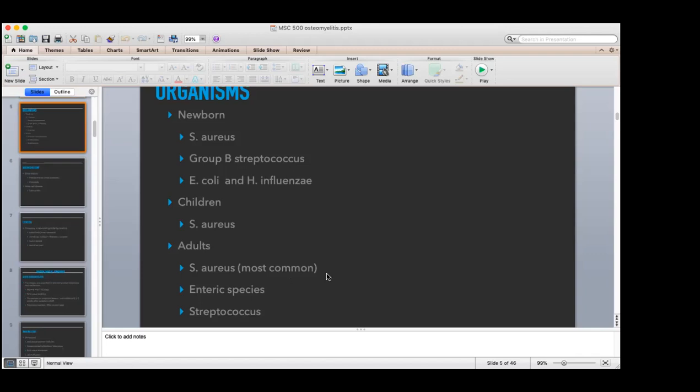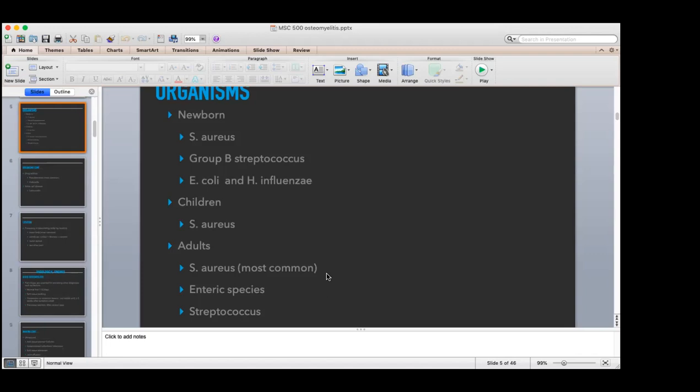Then what are the organisms? With or without any predisposing factors, the commonest cause of osteomyelitis is Staph aureus, okay? Whether the patient is a sickler, whether it's a diabetic, whether it's an alcoholic, the commonest organism is Staph aureus. Over and above Staph aureus, these different groups of people will have these other organisms.